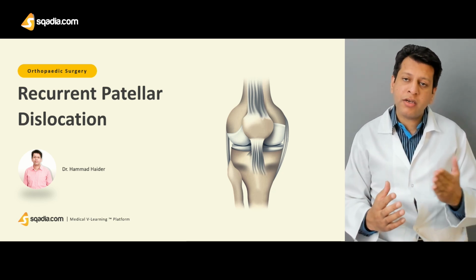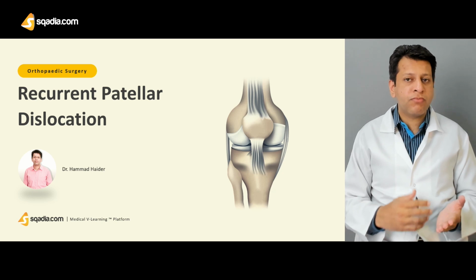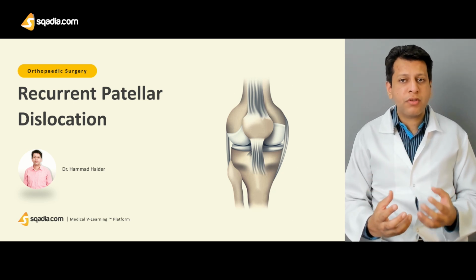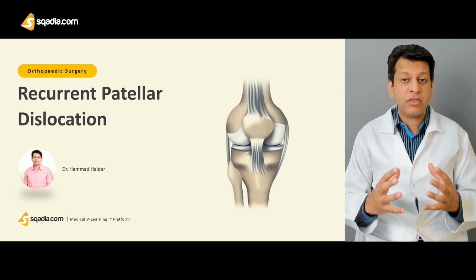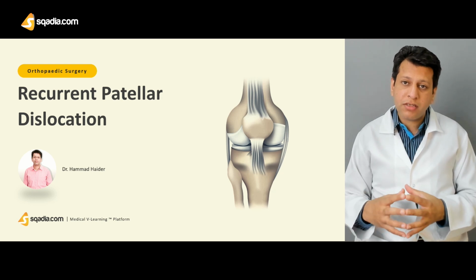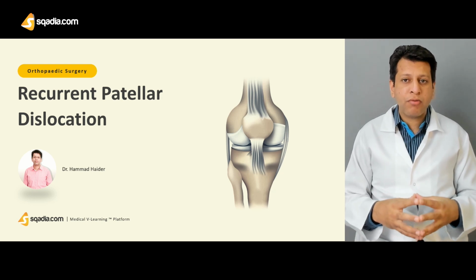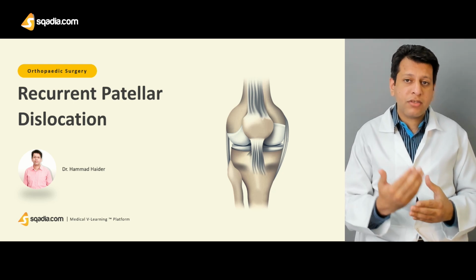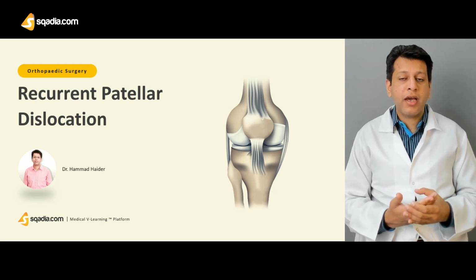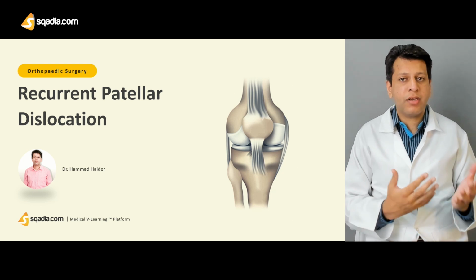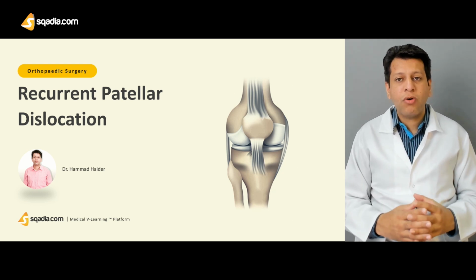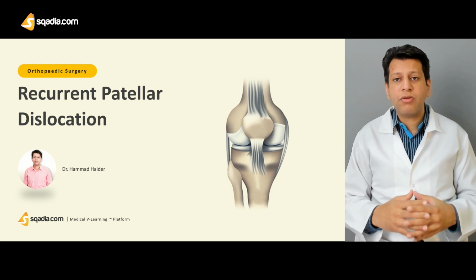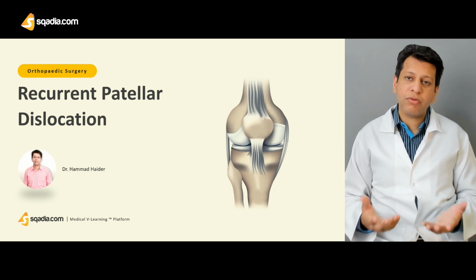This could be related to, for example, soft tissue problems around the knee, or the static and dynamic stabilizers of the patella, or it could be a problem with the bony anatomy around the knee. For example, problems with the lateral condyle or trochlear groove, or even the patellar tilt as well. All these bony abnormalities can also lead to recurrent patellar dislocation.